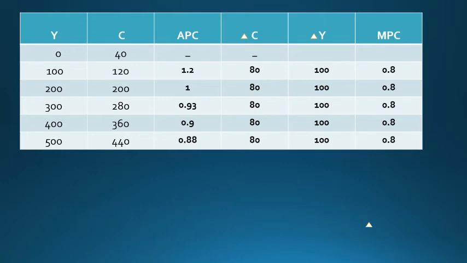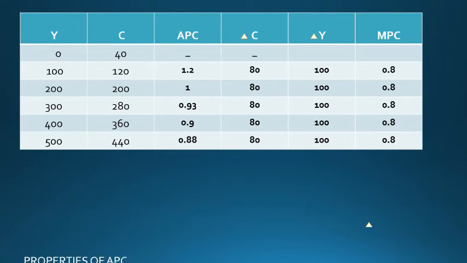Whereas when we look at the value of MPC, it is constant at every income level. This tells us that the change in consumption is constant at every level, and at the same time the change in income is also constant at every level.